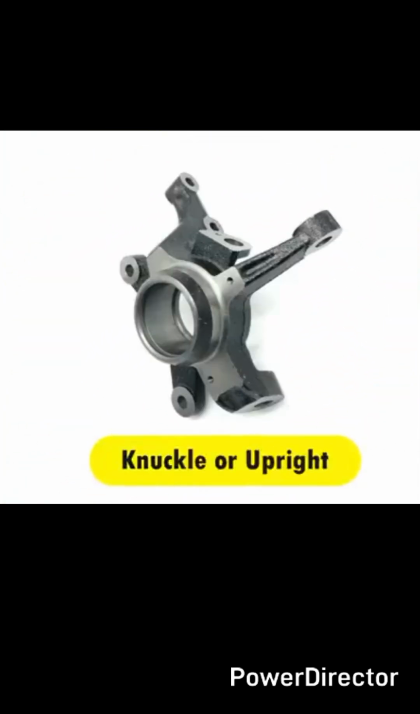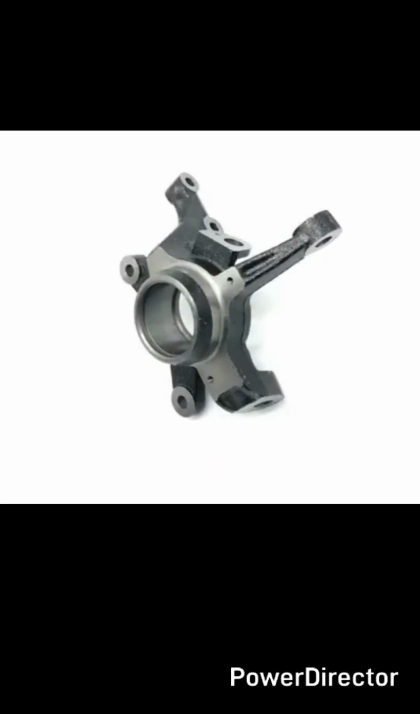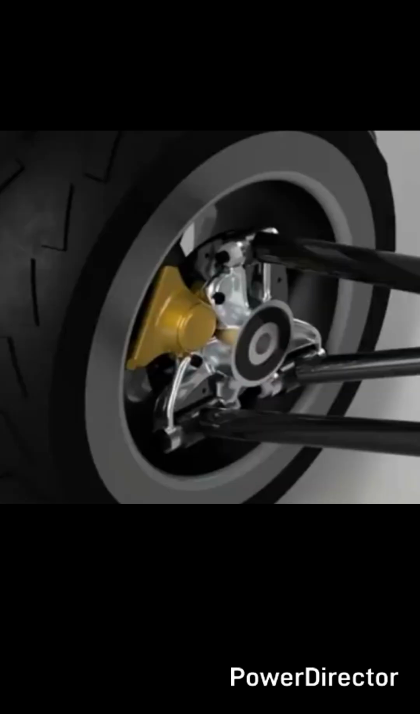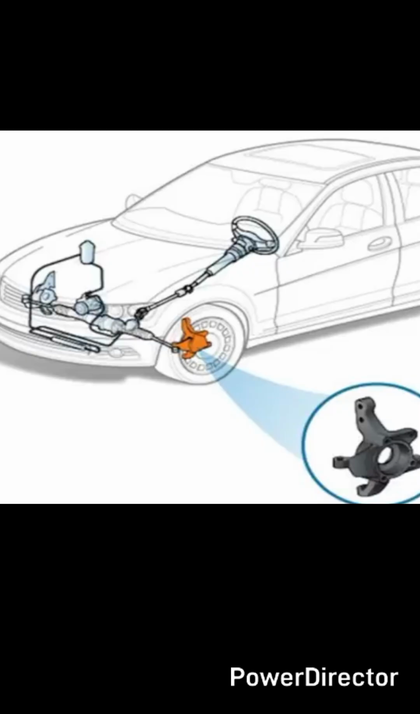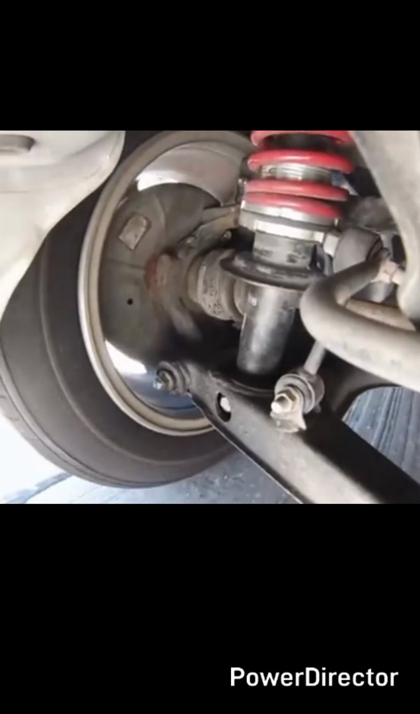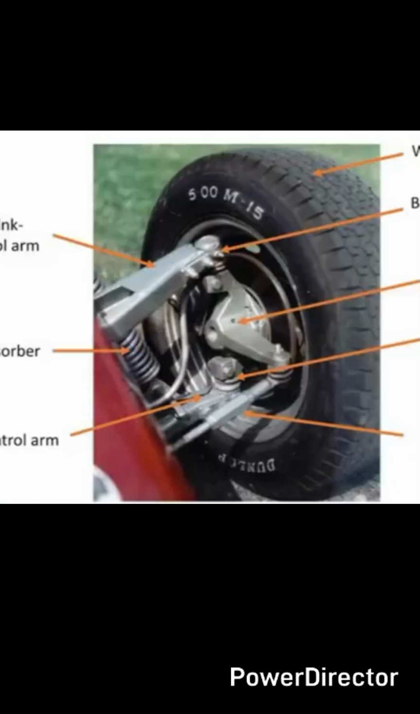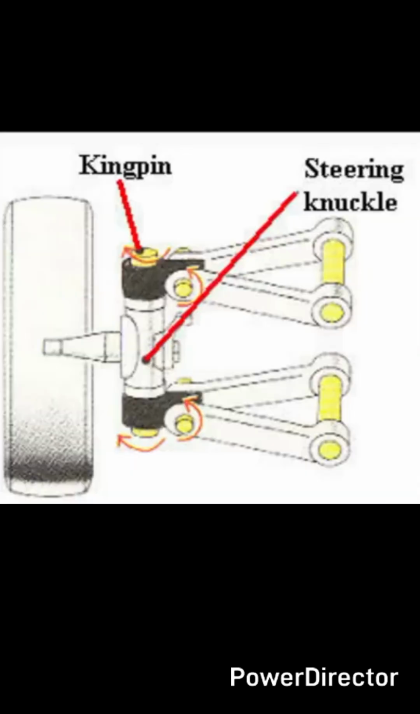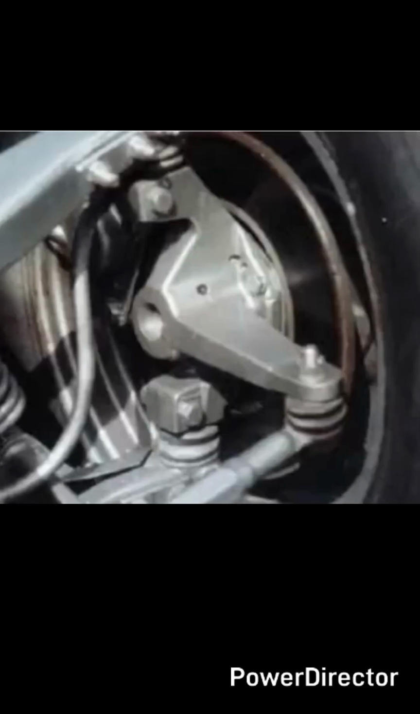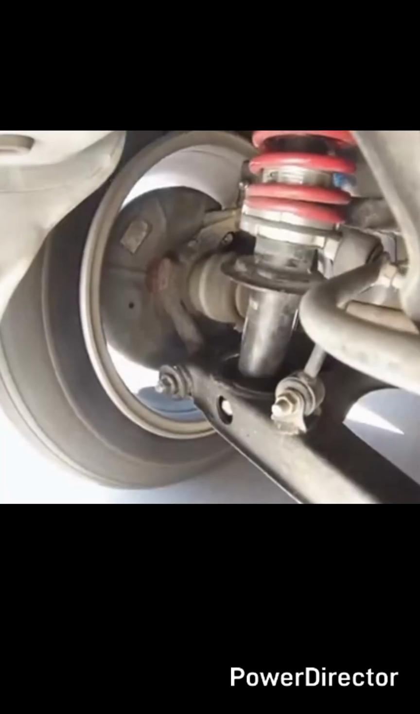Knuckle or upright. This is used to connect the wheels to the suspension system. The knuckle arm is positioned at the front wheel of the car. The wheels rotate continuously on the spindle shaft that comes from the knuckle arm. It is also connected to the lower arm using a ball joint. The knuckle has a caster angle and a kingpin on the front wheels, which helps in steering a vehicle in a left or right direction.